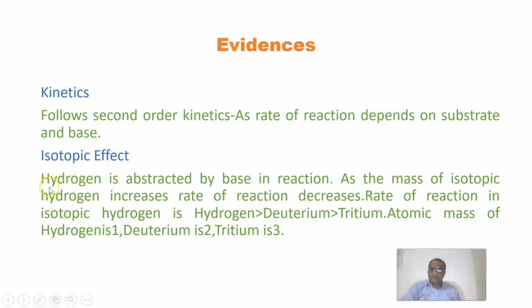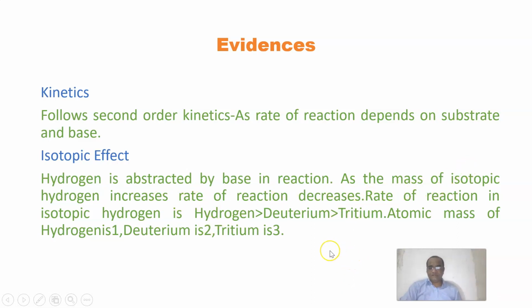So we'll see them one by one. Hydrogen is abstracted by base in the reaction. Already we have seen in the mechanism that hydrogen is abstracted by base from a beta carbon. After that, as the mass of the isotopic hydrogen increases, the rate of reaction decreases. So it is a very simple logic that the mass of hydrogen increases.